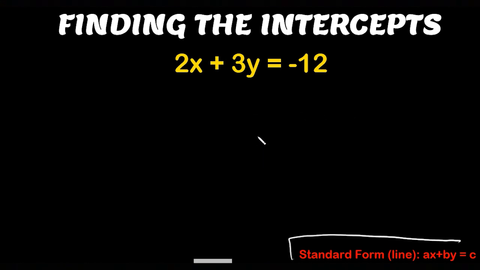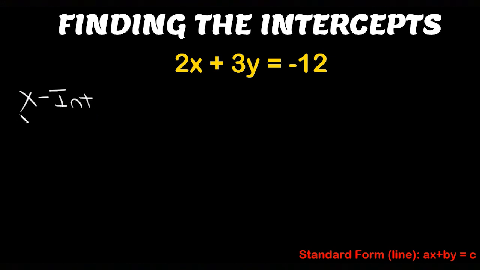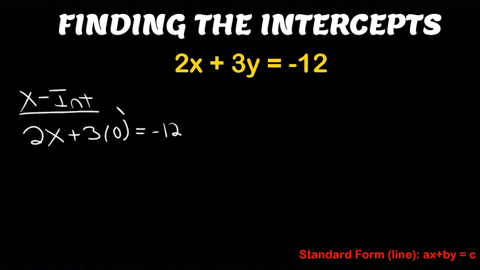So let's find the x-intercept first. All I'm going to do is write x, and I'm going to abbreviate here int for intercept, okay? How do I do that? Well, it's really simple. All you have to do is plug a 0 into y. So I'm going to rewrite the equation: 2x plus 3 times 0, here's my 0, equal to negative 12. And so what happens here? Well, this will cancel out. Here I get 2x is equal to negative 12.